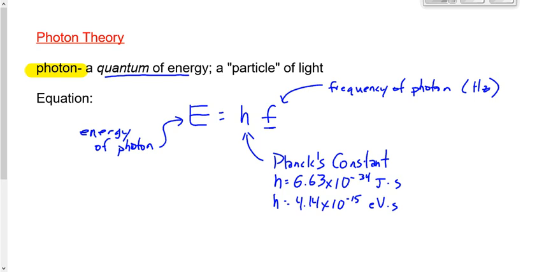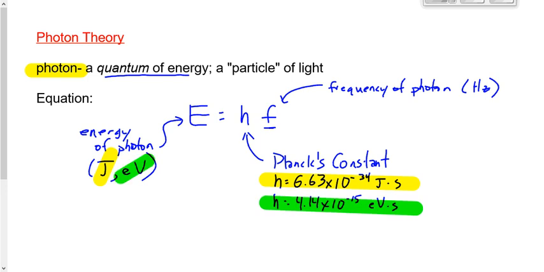Having said that, well, it depends. Sometimes we might use joules. Sometimes we might use, what's the other one? Which one are you using? Well, it depends on which value of Planck's constant you use. If you used 6.63, then you're going to get an answer in joules. If you used 4.14, then we're going to get a value in electron volts.